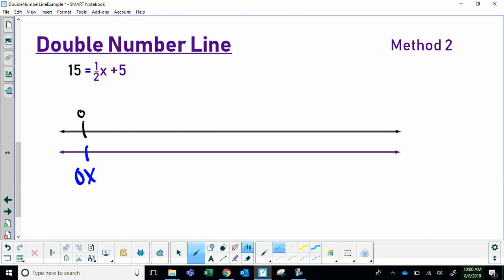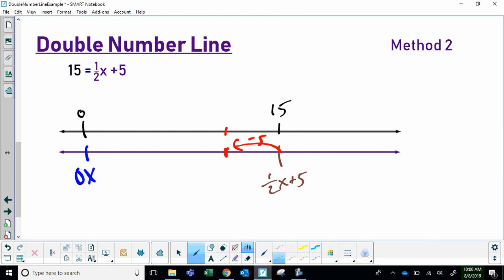So we start the same way. We'll say, hey, that's 15 right there. And this is 1/2 x plus 5. All right, so last time we tackled the 1/2 first. This time I'm going to take care of that 5 first. So I don't want the plus 5, so I'm going to come back here and say minus 5. And I'm going to do that to both sides.